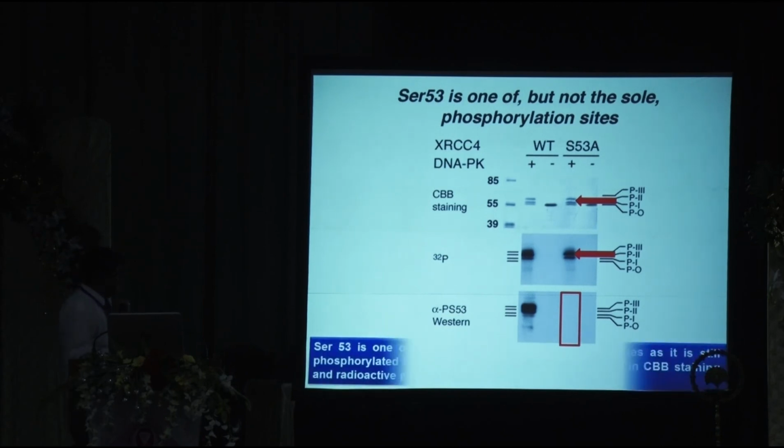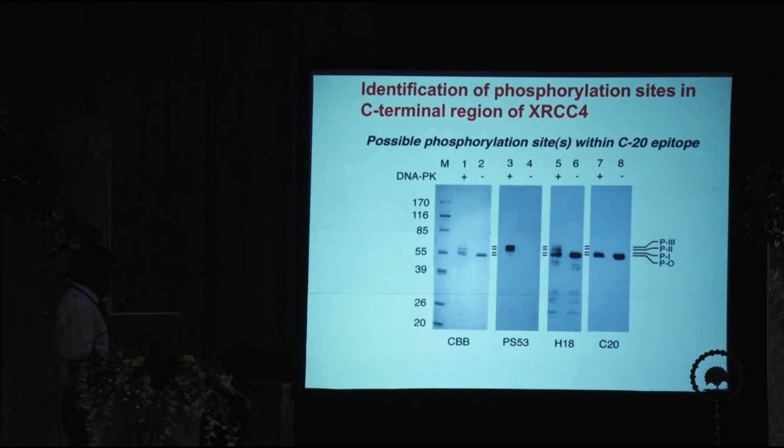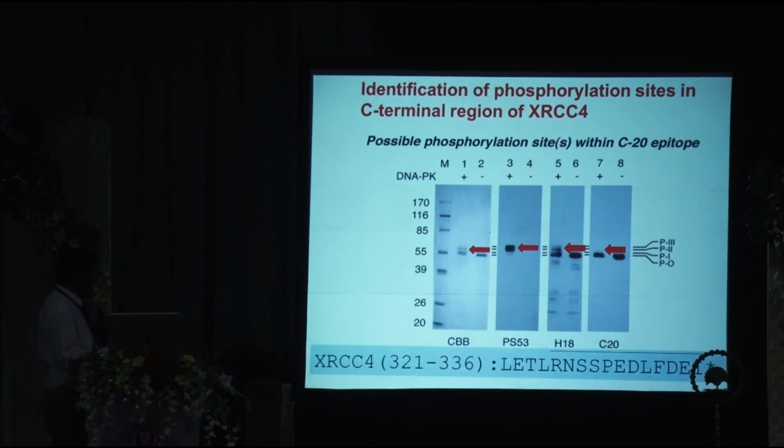Okay. So in the next panel, we have used two kinds of antibody. One is an N-terminal epitope antibody raised against the N-terminal region of XRCC4 protein. We could see phosphoryl signals here. But in the case of the C-terminal region, we could not see any upper band here. So it means that our phosphorylation sites besides S53 are located in the C-terminal region. When we looked at the epitope of this C-terminal antibody, we found that these serines may be potential targets of DNA-PK in XRCC4 protein.